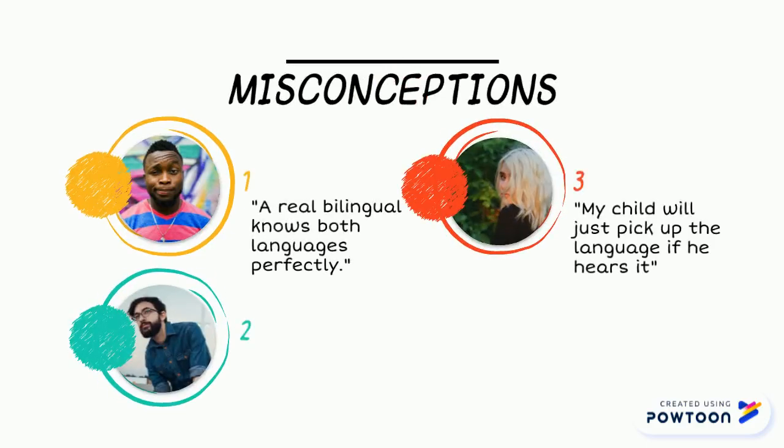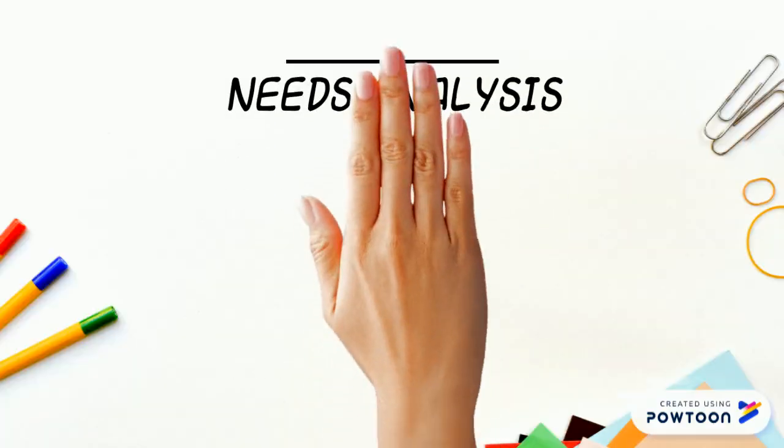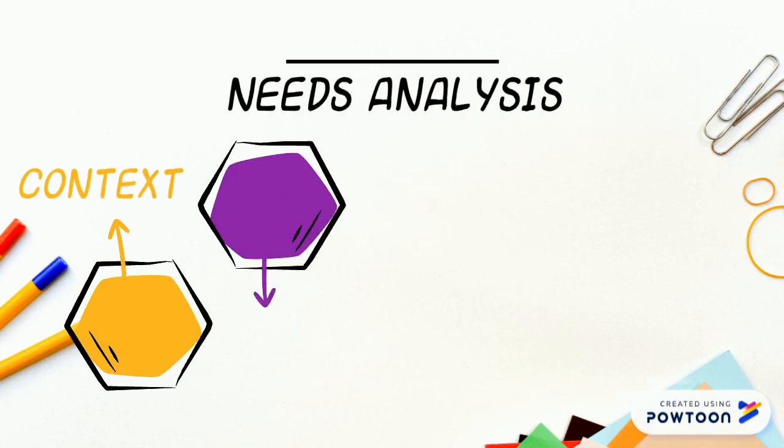So for instance, let's take into account this one: a real bilingual knows both languages perfectly. That is a real misconception about bilingualism. Let's take into account the next one: teachers have to adapt classes according to the students' needs.